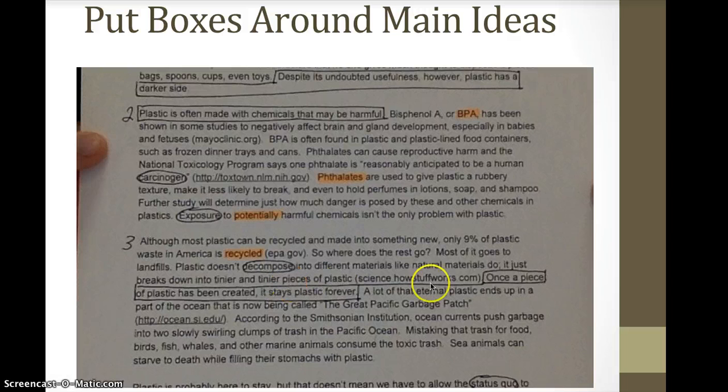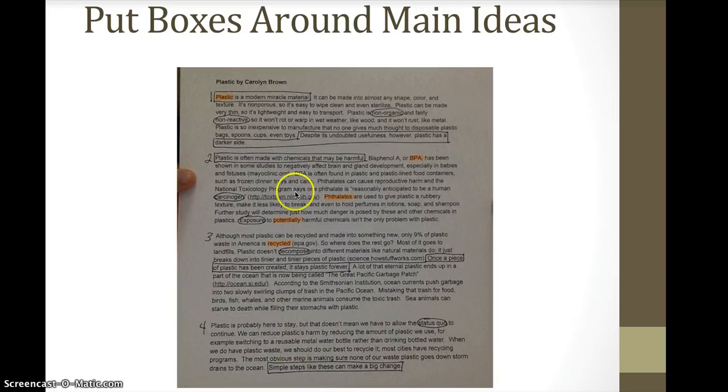It has its main idea right in the middle. The beginning sets up the main idea. Then our main idea is once a piece of plastic has been created, it stays plastic forever. And then the second part of the paragraph explains why that's a problem. You're going to find the main ideas in each of the paragraphs.